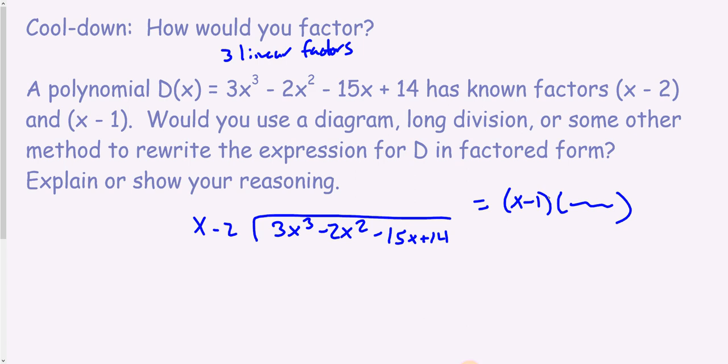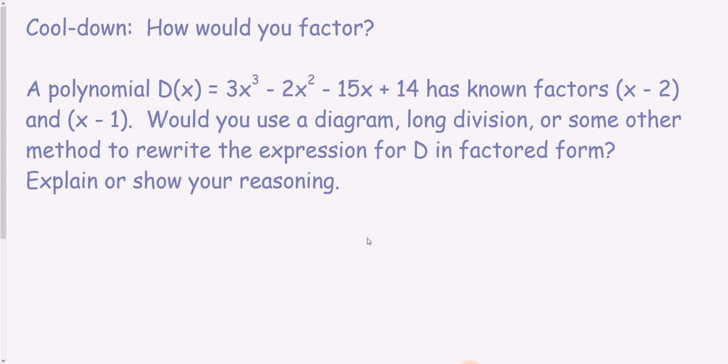Now, here's the thing. We could do that, and you could do the long division. Doesn't matter which one you do. You factor the result, and you'll get it, right? Of course. But now let's say this. You don't have to do the long division on this because you know two factors. Can you think of a way that you could tackle this and find that third factor without using long division?